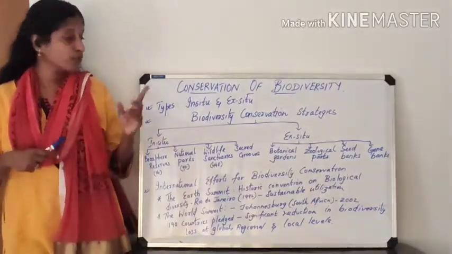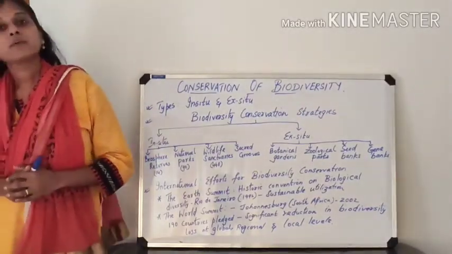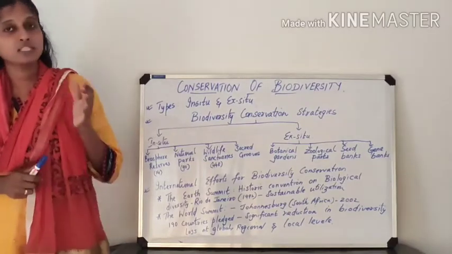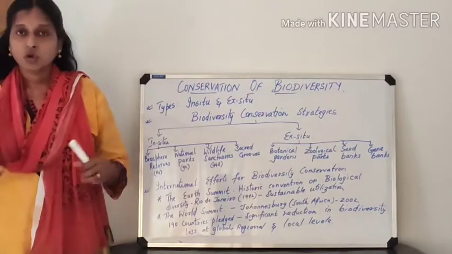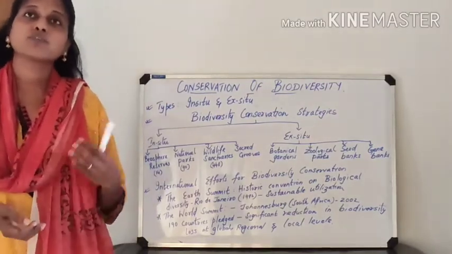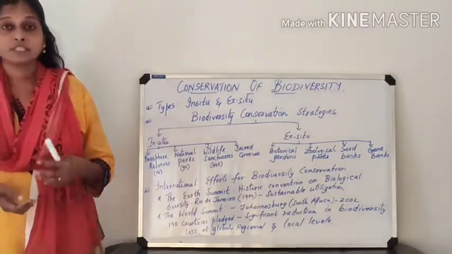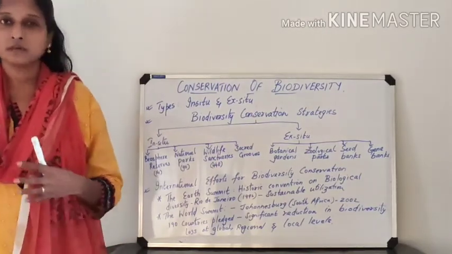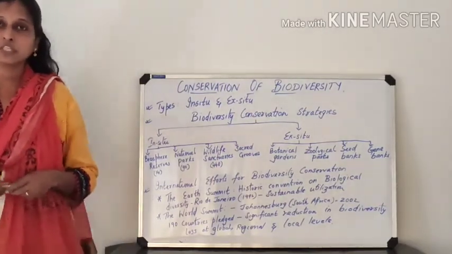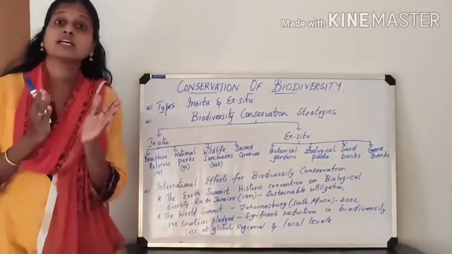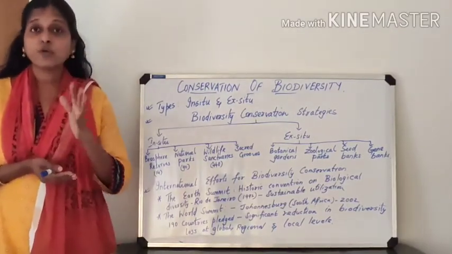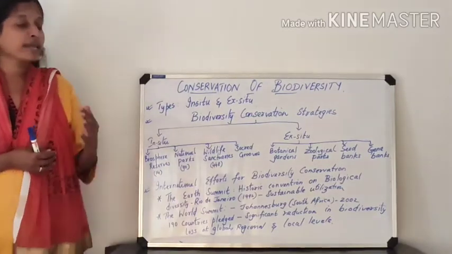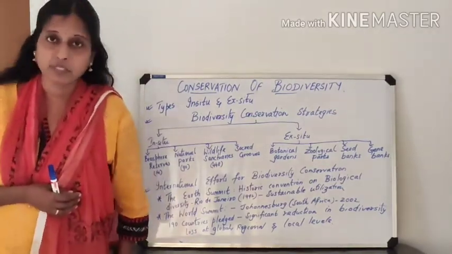Friends, today we are moving on to the last part of the chapter, biodiversity and conservation, and the last part is conservation of biodiversity. So we saw the causes of biodiversity loss, the patterns of biodiversity, and the consequences of biodiversity loss. Now we are moving on to the last, very important part: conservation of biodiversity. How can I conserve biodiversity?